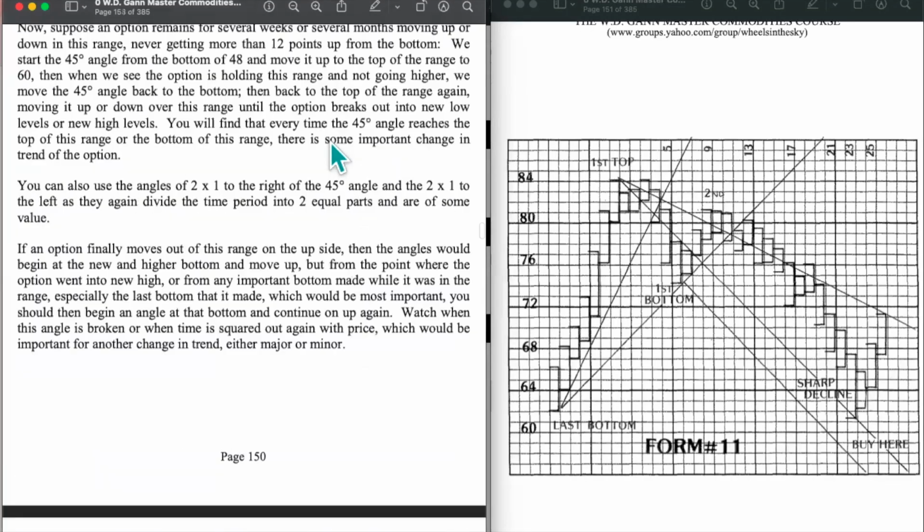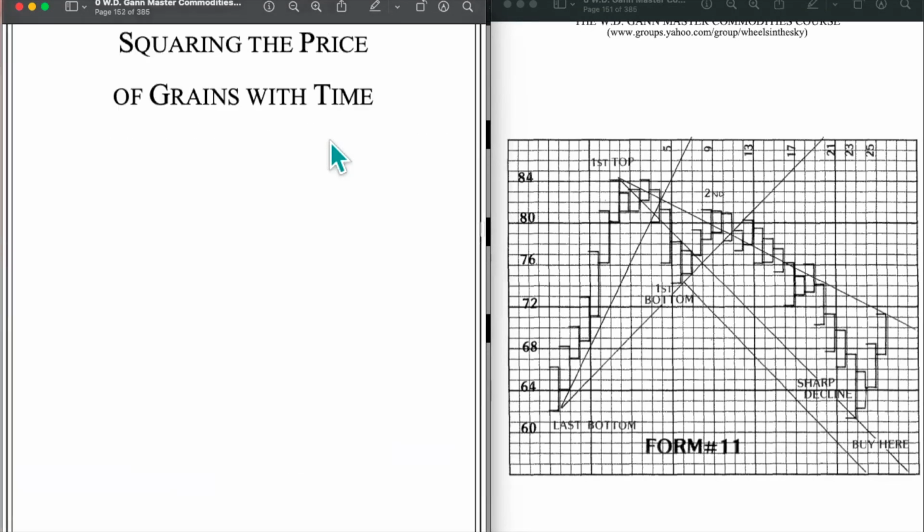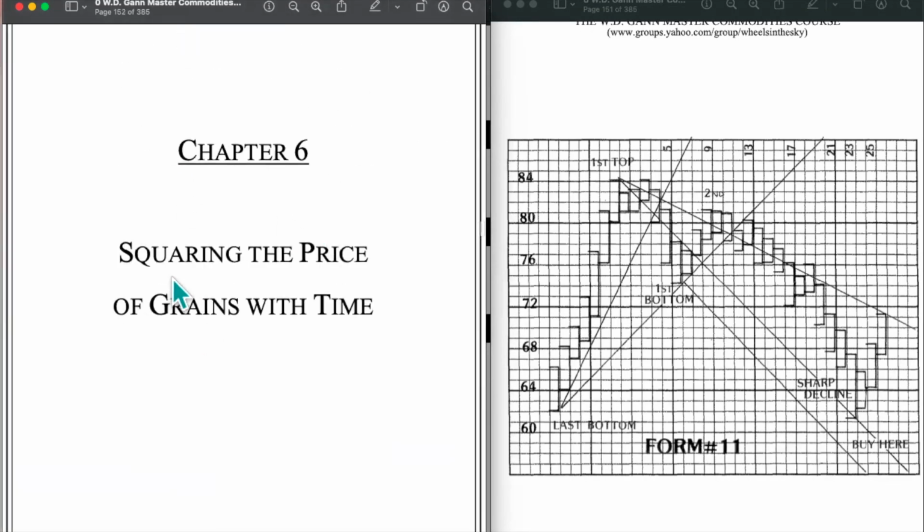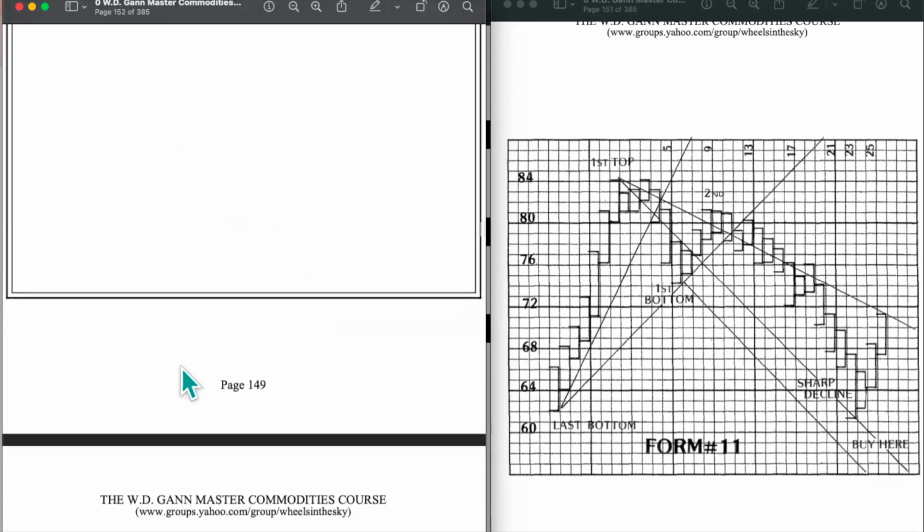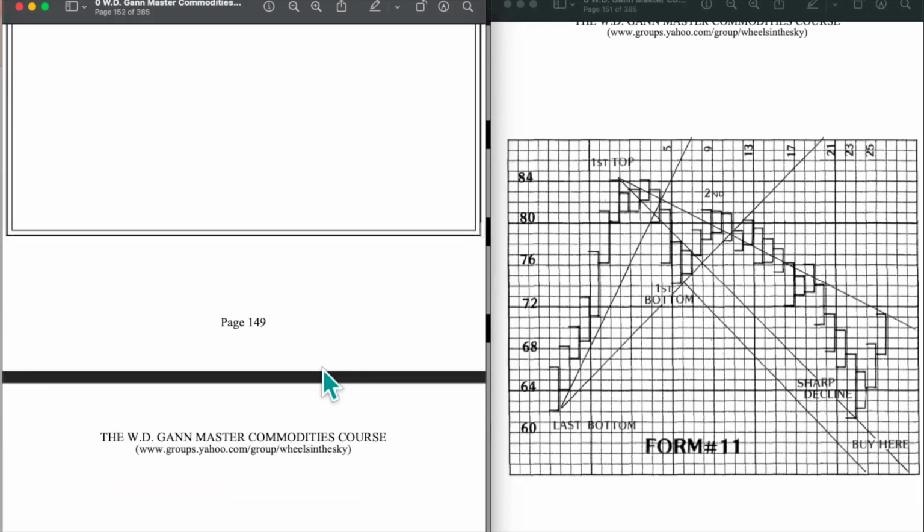And this comes in chapter number 6, squaring the price of grains with time. The page number is page 149 of the W.D. Gann Master Commodities Course. We also kept the chart on the right hand side so that we can see the theory part as well as the charts together, and we'll try to implement the same things on Nifty also. So let's go ahead with that.